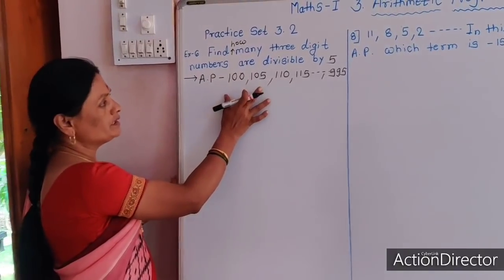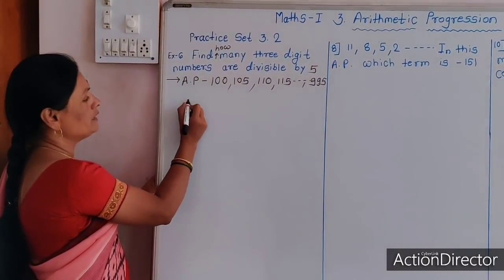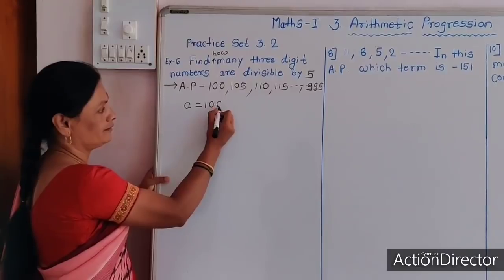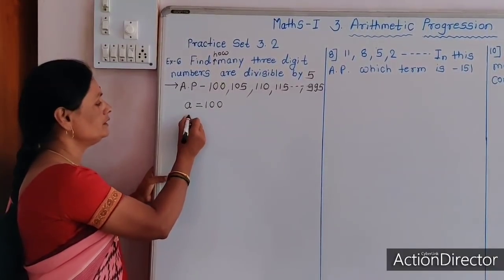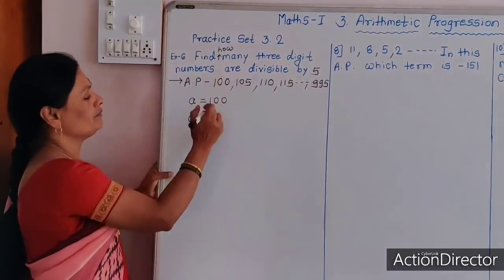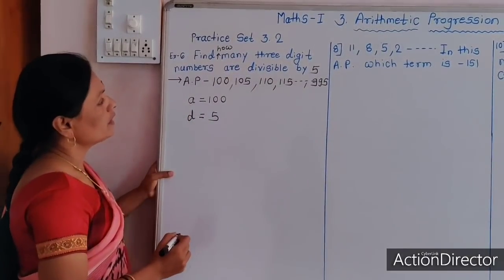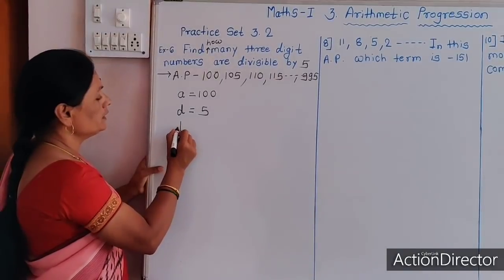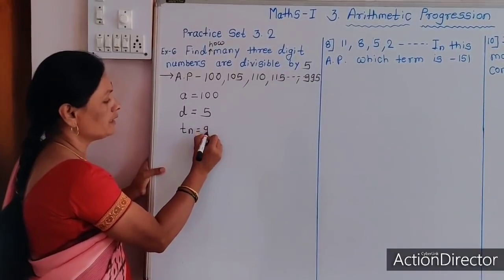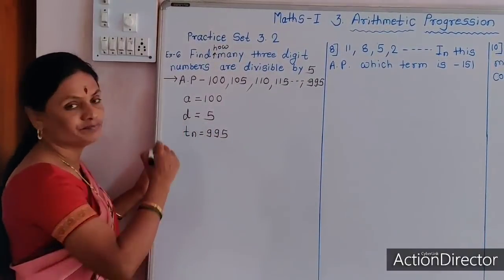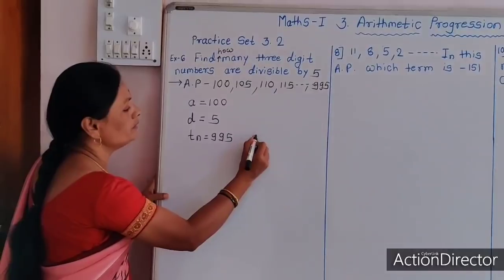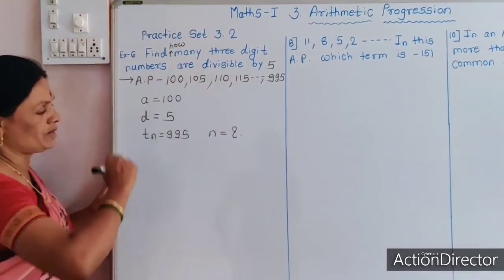From this AP we identify A. A is the first term, that is 100. Then we calculate D. D is equal to 5, the difference between two consecutive terms. Also Tn is given, the nth term, the last term, 995. In this example, we have to calculate the value of n. N is equal to question mark.